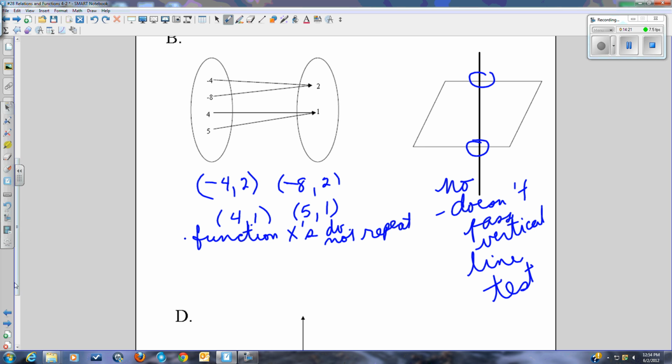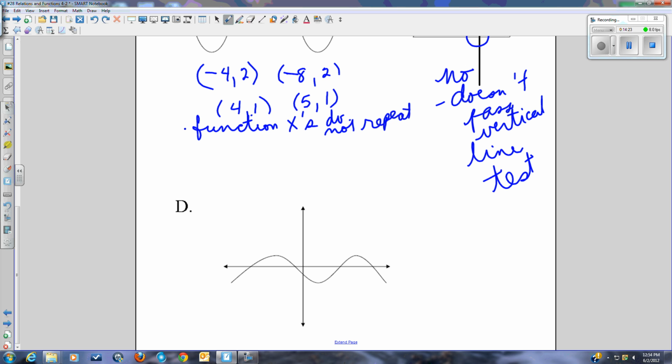And the very last one, is this a function? Well, can you put a vertical line through it at any point and have it only touch the function once? Yes. So our reason being, it is a function because it passes the vertical line test.